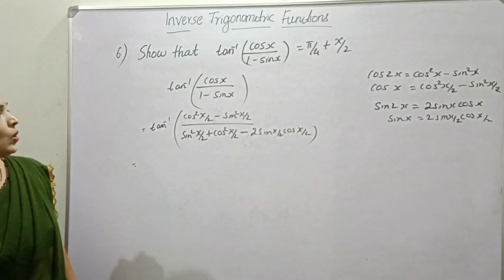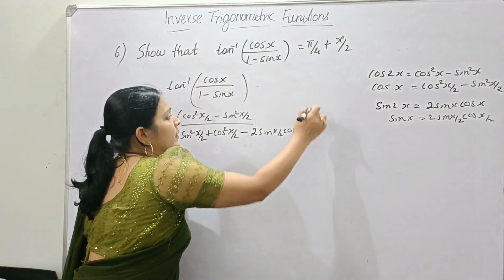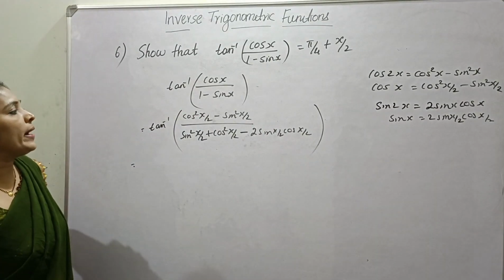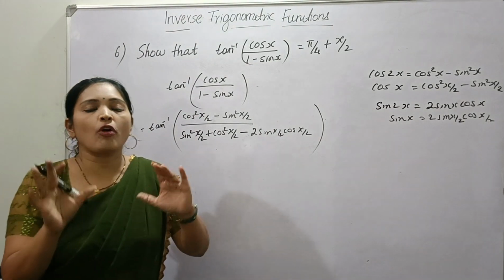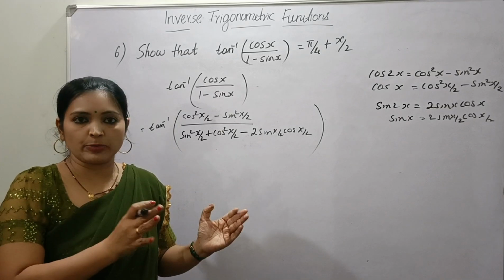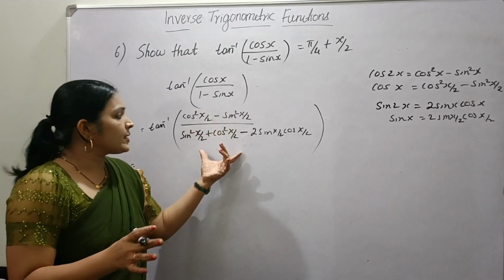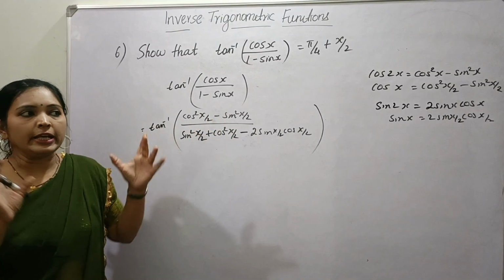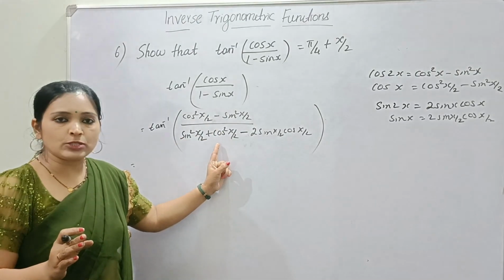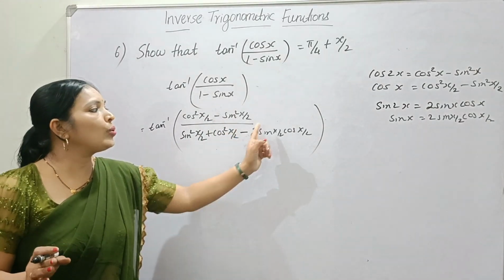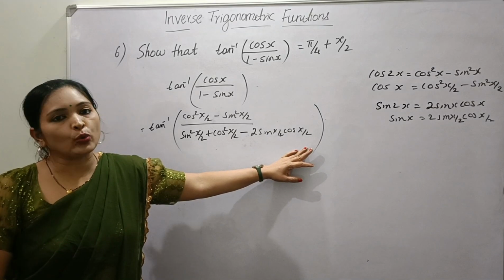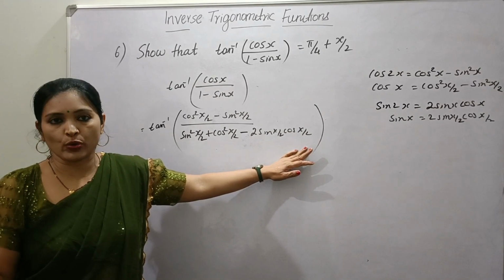Now here, look at the numerator, cos square x by 2 minus sin square x by 2. It is of the form a square minus b square, right? So what is a square minus b square? A plus b into a minus b. And look at the denominator. The denominator is of the form a square plus b square minus 2ab. What is a square plus b square minus 2ab? A minus b whole square.